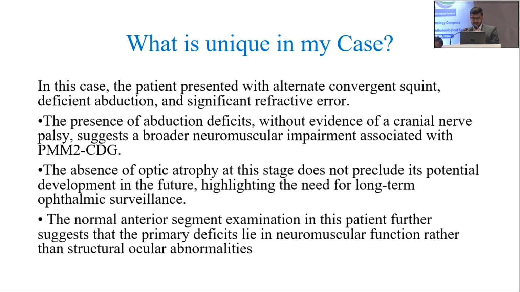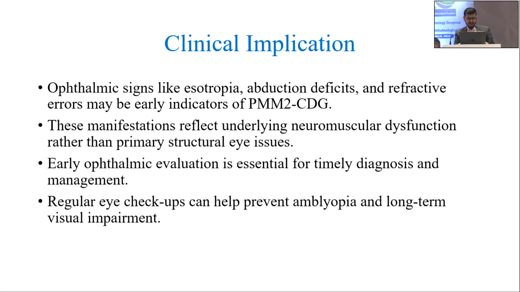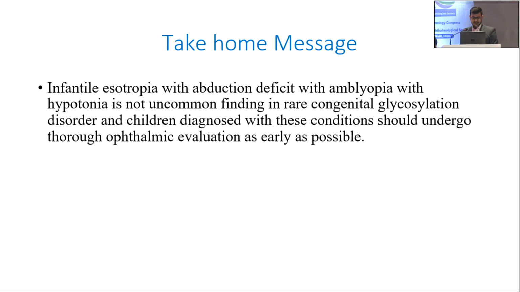The normal anterior segment examination in this patient further suggests that the primary deficit lies in the neuromuscular function rather than structural abnormalities. Ophthalmic signs like esotropia, abduction deficits, refractive error may be early indicators of CDG. These manifestations reflect underlying neuromuscular dysfunction rather than primary structural issues. Early ophthalmic evaluation is essential for timely diagnosis and management. Regular eye checkups can prevent amblyopia and long-term visual impairment. Infantile esotropia with abduction deficit with amblyopia with hypotonia is not an uncommon finding in rare congenital glycosylation disorder, and children diagnosed with these conditions should undergo thorough ophthalmic evaluation as early as possible.